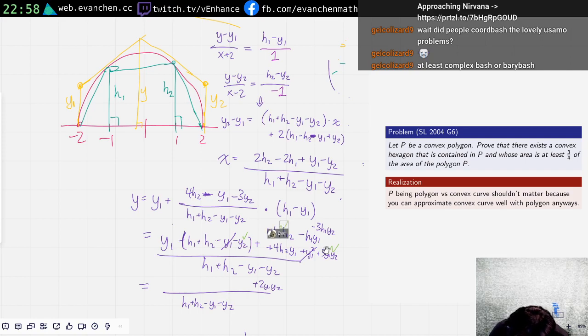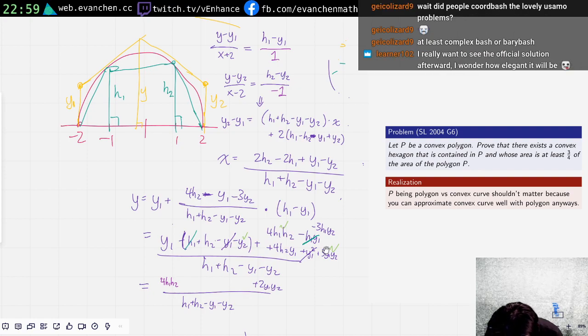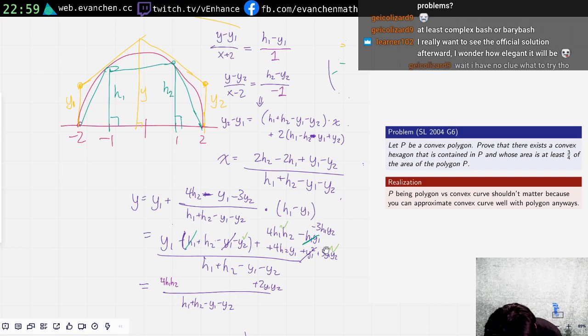This is 4h1h2. That's not going anywhere. Put that at the front. Then y1h1, that cancels. I'll just cancel it. That means h2y2 should probably cancel as well. Oh, there isn't one to begin with. Okay. Then h2y1 has a coefficient. A 5? No, no, no. That's a 5? That's not good.